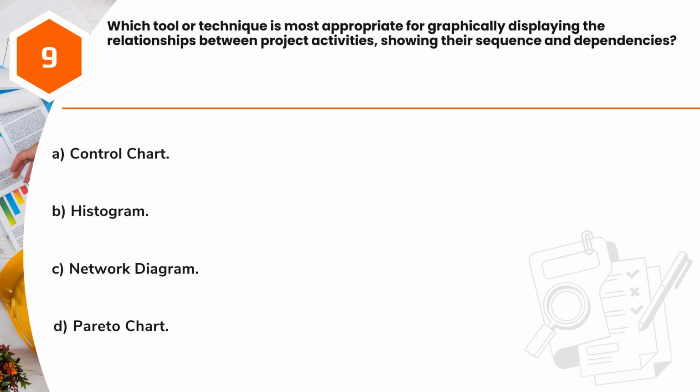Question 9. Which tool or technique is most appropriate for graphically displaying the relationships between project activities, showing their sequence and dependencies? A. Control chart. B. Histogram. C. Network diagram. D. Pareto chart.